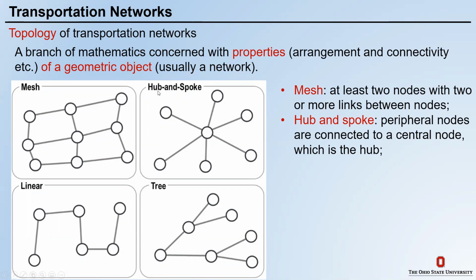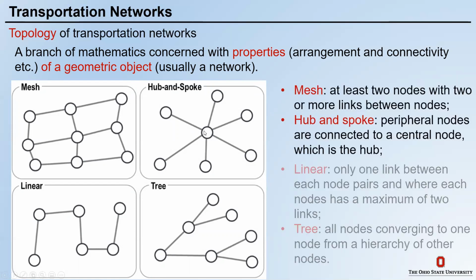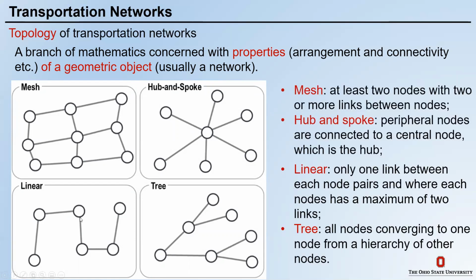Okay, and for hub and spoke structure or topology, peripheral nodes are connected to a central node, which is the hub. So we have 1, 2, 3, 4, 5, 6 peripheral nodes and a central node, right? And we also have very simple, straightforward linear topology, only one link between each node pair, and where each node has a maximum of two links. Okay, each node can only be connected to other two nodes, which means two links, right?